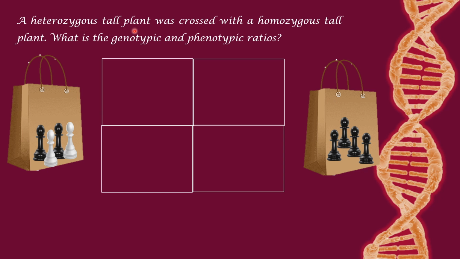Heterozygous tall plant means that plant had two different types of factors. So capital T and small t. So let us show it with both the colors, black and white. Now what is the genotypic and phenotypic ratios of the offsprings produced from these plants?